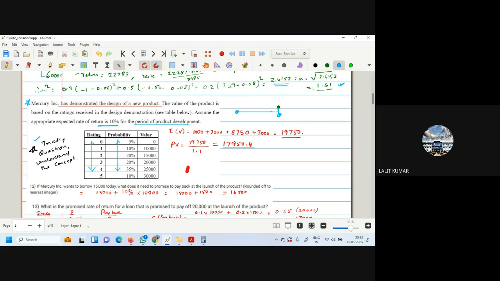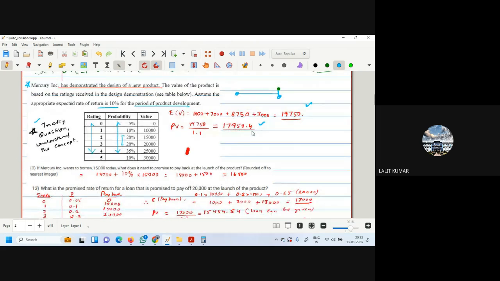We use the same formula, so we can combine this 20%. The expected value is 19750. So the present value will become 19750 divided by 1.1, which is 17954. This is the first calculation. Now the second question is, if this company wants to borrow 15,000 today, what does it need to promise to pay back at the launch of the product? It is simple: 15,000 into 1 plus R, which is 16500.